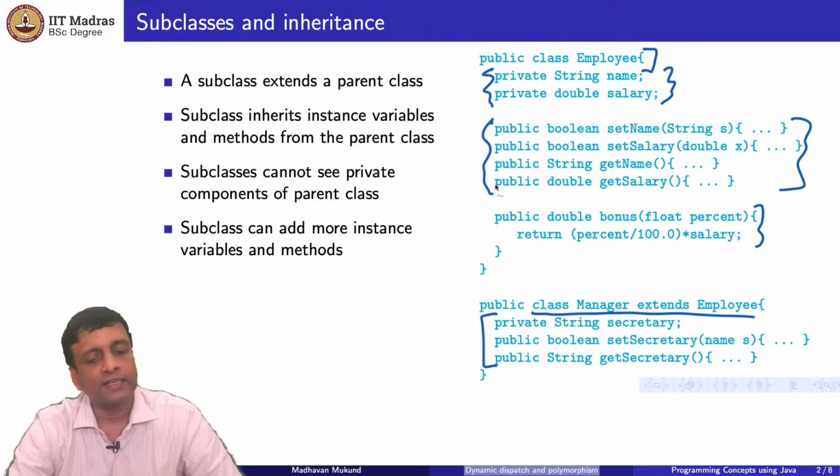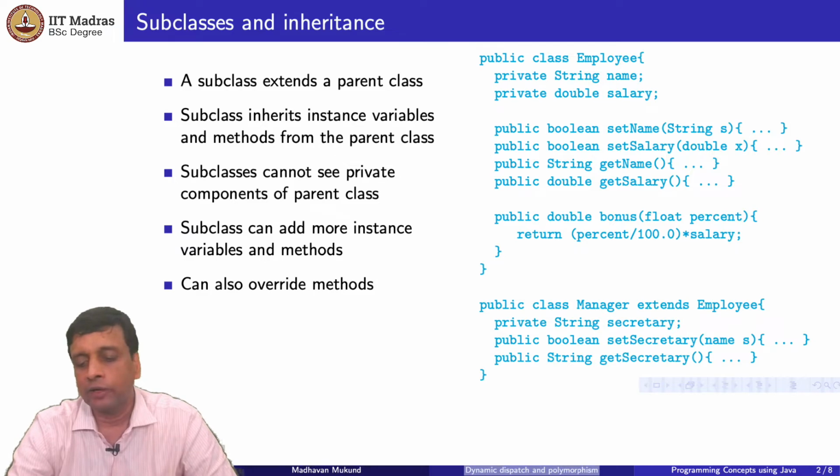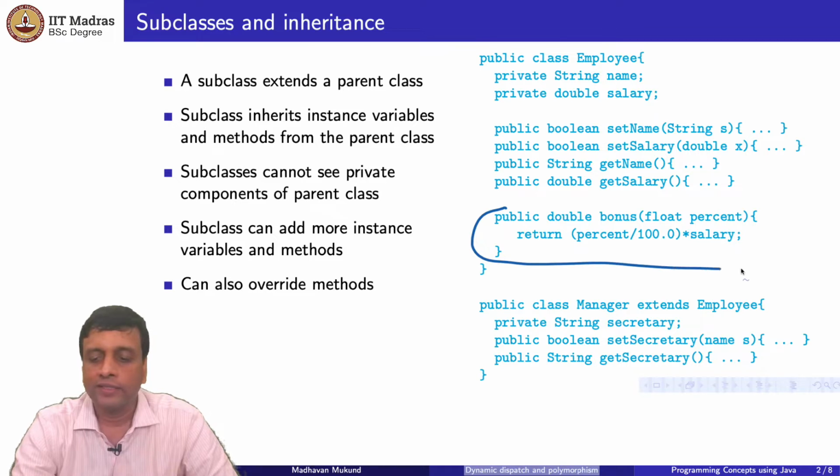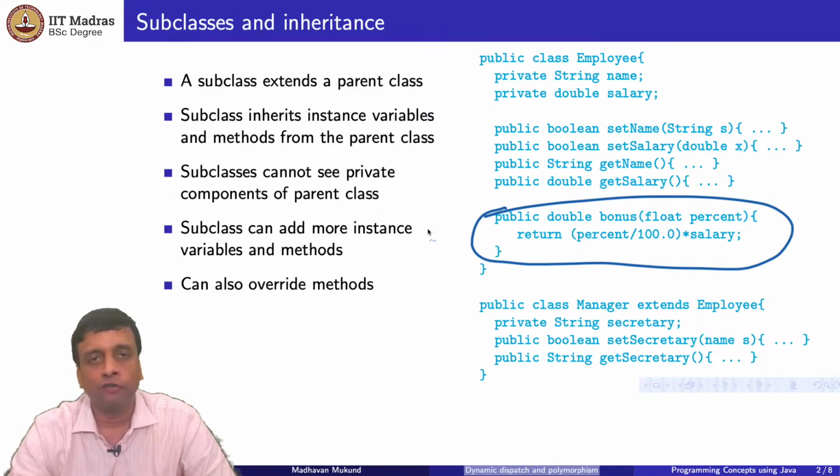So though we have seen that a subclass can add more instance variables and methods, what we did not see was that you can also change some of the methods that are given. In particular, look at this. We have a bonus which is calculated for employees, and perhaps managers have a different type of bonus. Maybe the way we want to compute a bonus for the manager is different from the way we want to compute the bonus for a normal employee. So we should be able to write a different implementation of bonus which will override the method which is given by default from the parent class.